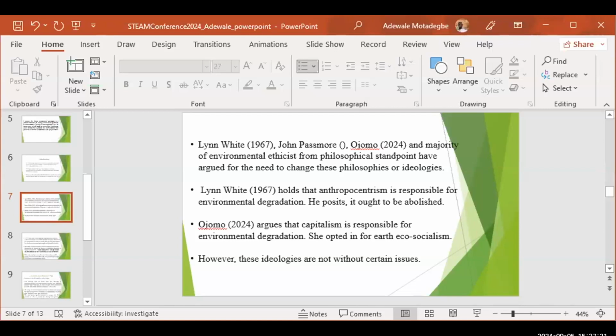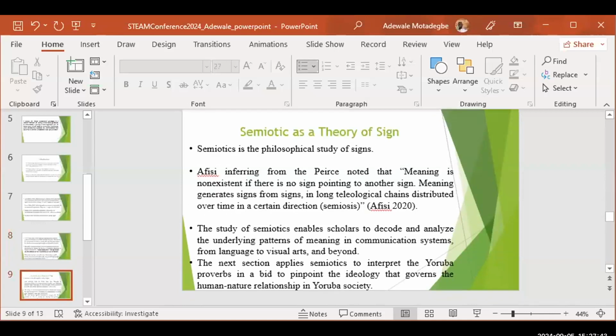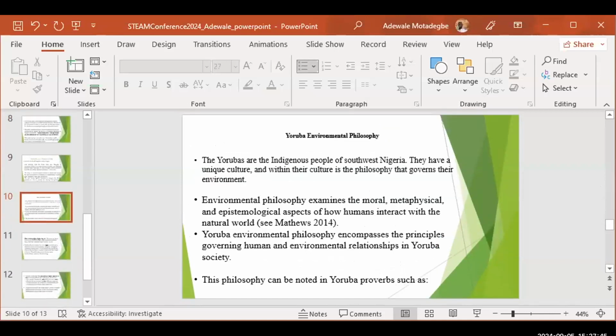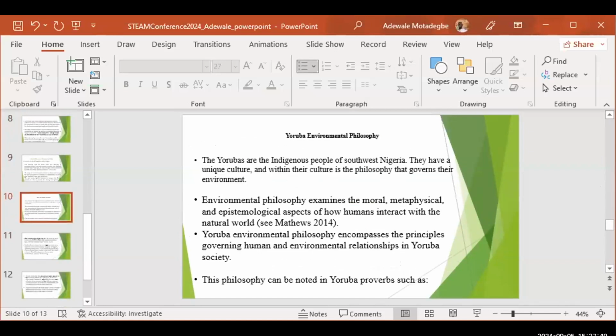However, both ideologies are not without certain issues. So the interest here is just to show that there is a gap and to establish Yoruba philosophy as an ideology that should be propagated in order to manage this gap between humans and the environment. So without wasting our time, I said I will be using the semiotic method.